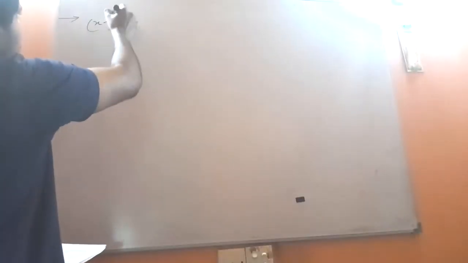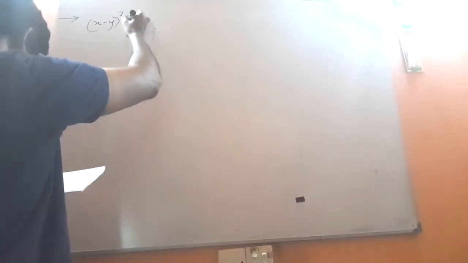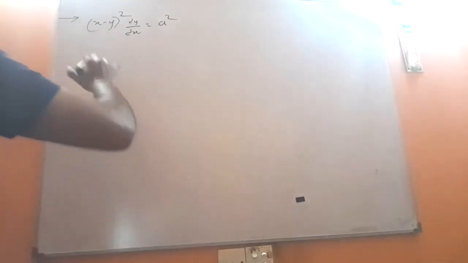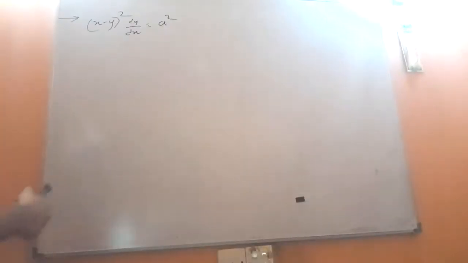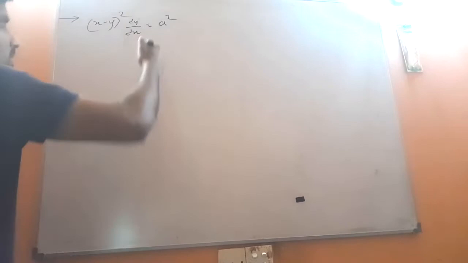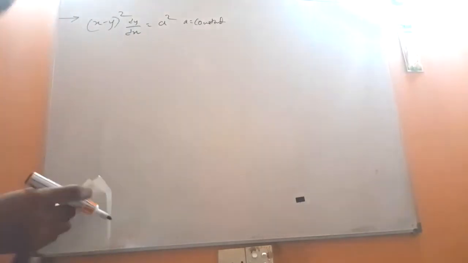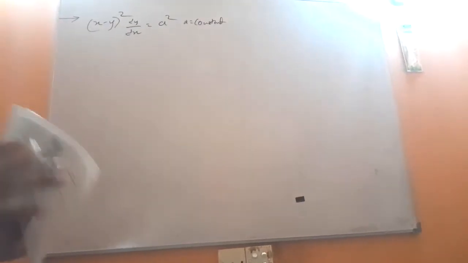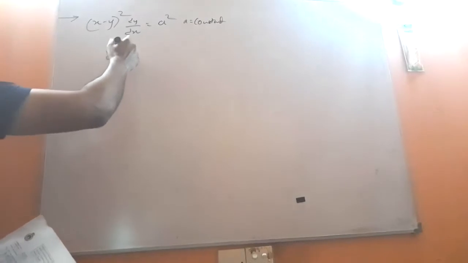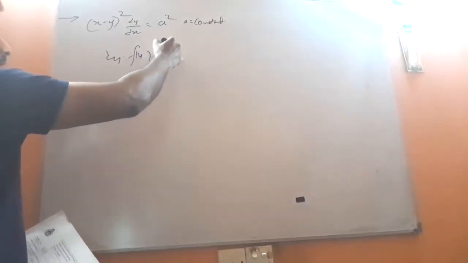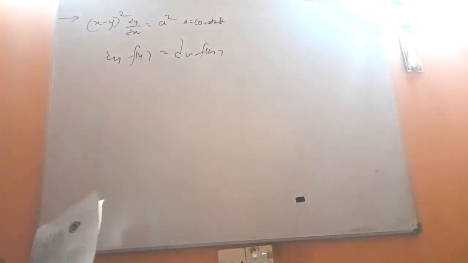x minus y whole thing squared times dy by dx equals a squared. And now here keep in mind this a is a constant, something like 5 squared, 6 squared. A is a constant. Now, as you know, previously we used a technique called the variable separable method. That means dy times some function of y equals dx times some function of x. So that is the method that we used previously.